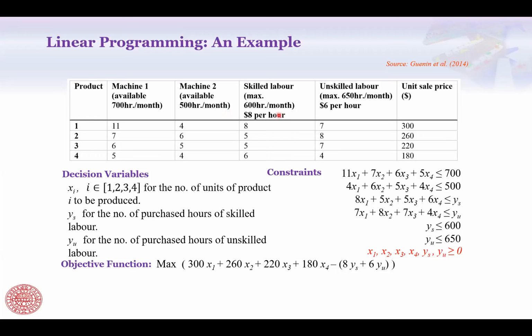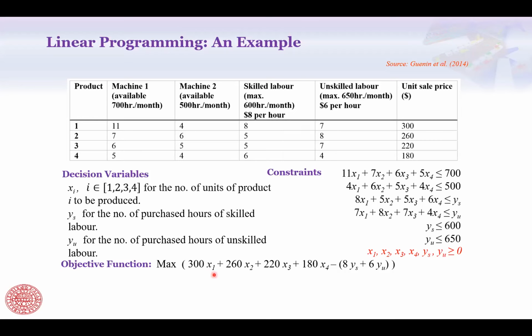But for the labor, you also have the same kind of constraint, with a bit more information, because the labor gives you the cost. Let's assume that the machine will not cost you anything, but the labor will cost you something. So when you use labor per hour, you need to multiply by the dollars per hour. Same thing for the other type of unskilled labor. And if you sell the product, you will earn money. That's the typical objective function.